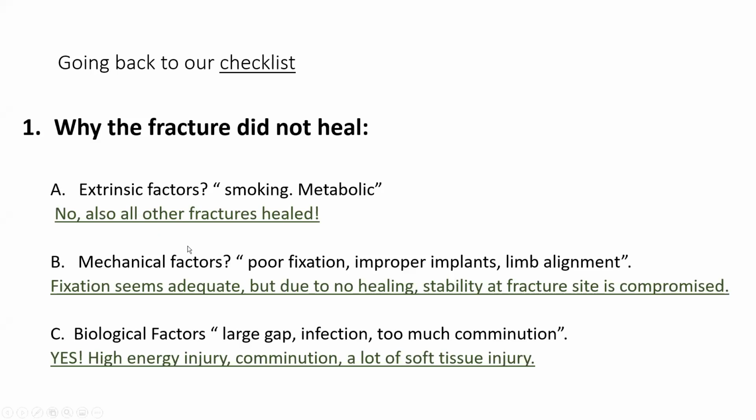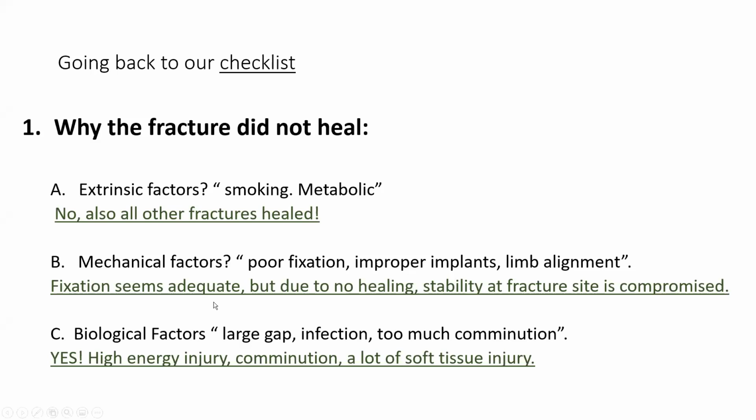Mechanical factors: poor fixation, improper implants, limb alignment. Fixation seems adequate, but due to no healing, even if the method utilized was stable initially, the presence of no healing for a prolonged period of time compromises stability. So this is the concept that I wanted to reach. Even though the patient had good fixation, once a certain period of time passes and non-union is established, stability should be taken into consideration, because with no healing, especially if it is atrophic or oligotrophic, stability would be compromised.